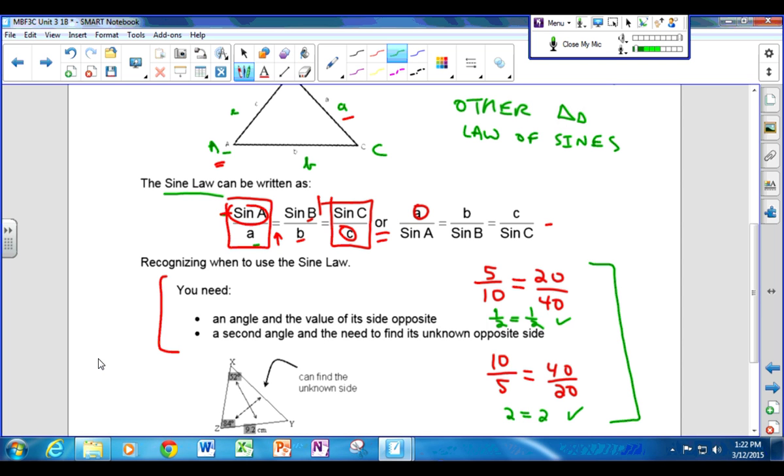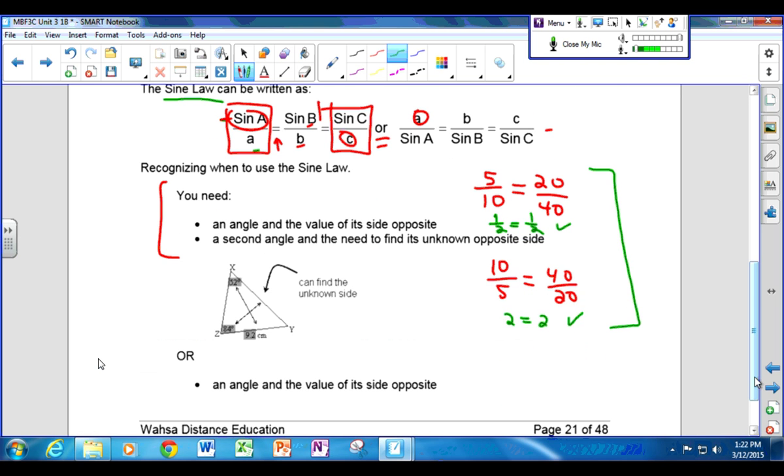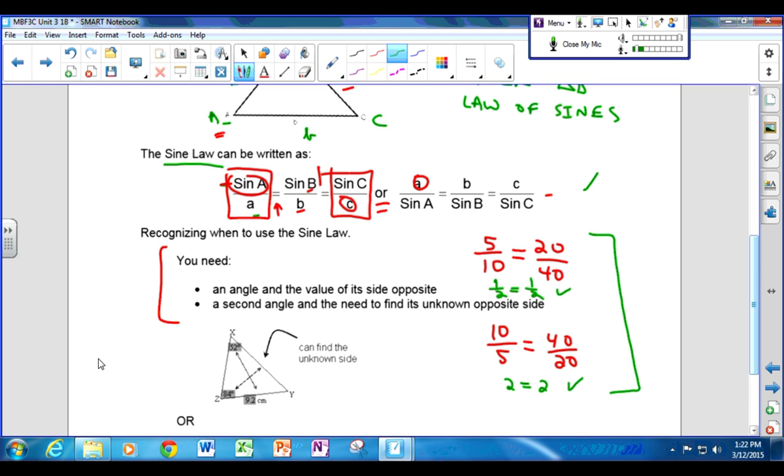And that's the thing, and that's what this is all about. Okay, so it doesn't really matter as long as you do the same thing to both sides. You can do it, and that's how we make use of the sine law.